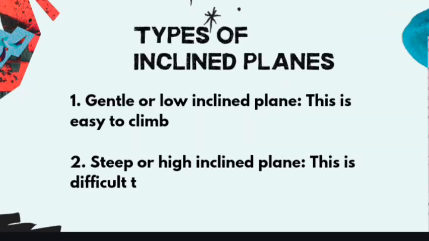Now, types of inclined plane. We have the gentle or low inclined plane. This is the kind of inclined plane that is actually easy to climb. It's not that hard. It's actually very easy to climb, so it's called the gentle or low inclined plane. And then we have the steep or high inclined plane. This one is difficult to climb. They both make work easier, but the steep or high inclined plane is more difficult to climb than the gentle or low inclined plane.